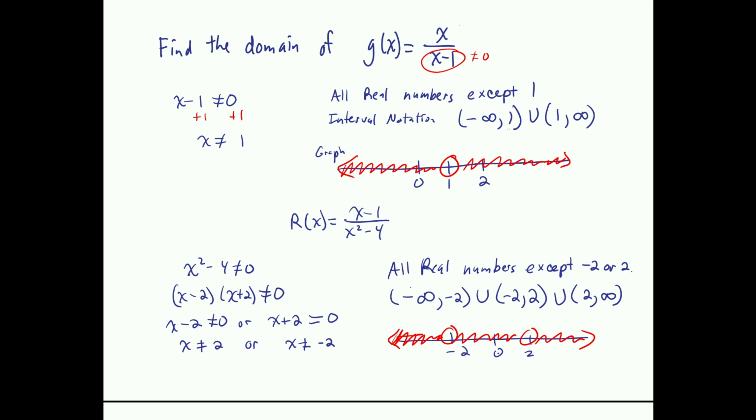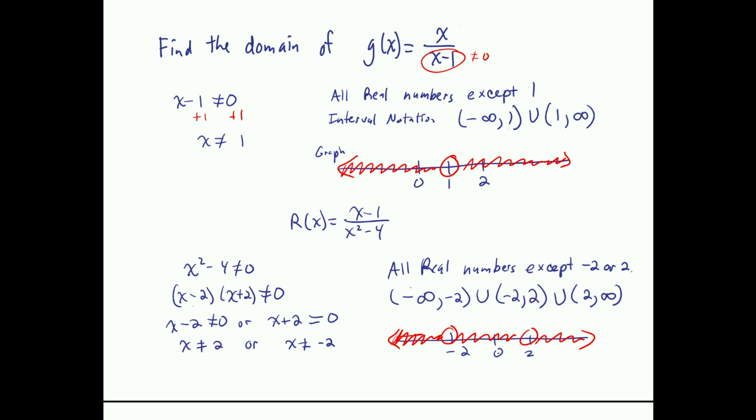Now, r of x equals x minus 1 over x squared minus 4. Once again, x squared minus 4, the denominator can't be 0. So set that equal to 0 or set it not equal to 0, however you want to think about it. Factor the x squared minus 4 into x minus 2 times x plus 2. So remember how to factor. You may have to review that.